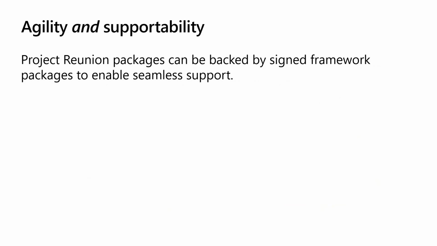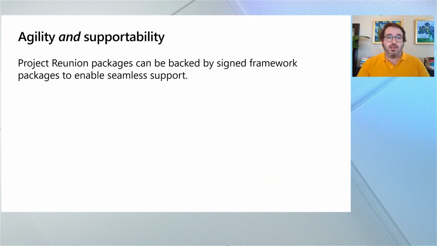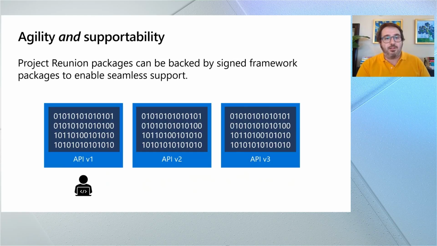Now, something people have liked about the way Windows APIs have been shipped in the past is the serviceability and the supportability of them. And we've thought about that too. And so Project Reunion packages can be backed by what we call signed framework packages to enable seamless support. And this is a technology we already use for a bunch of things, such as the C++ runtime already. And so what does that mean?